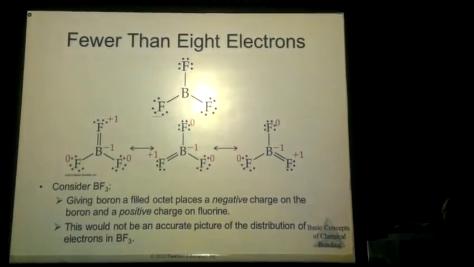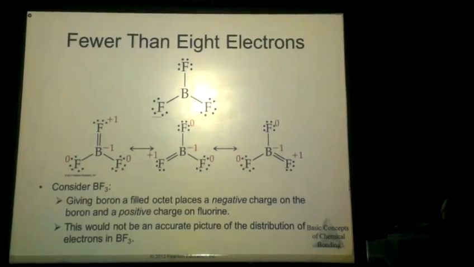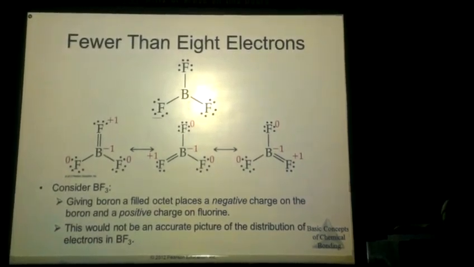If I do my formal charge on the one that we see up here, we're going to see that that's the best, because I get formal charges of 0. So we're happy with this one because it really is truly the best representation. Giving boron a filled octet is going to place a negative charge on boron and a positive charge on fluorine. That's so terrible, because we want negative charge to go with the most electronegative atom. So these are not an accurate picture of how electrons are going to be distributed in boron trifluoride.